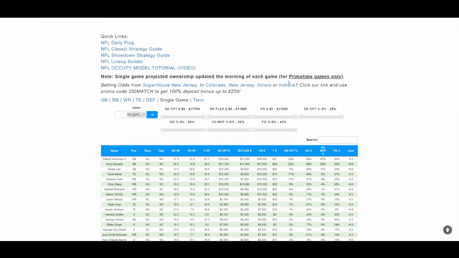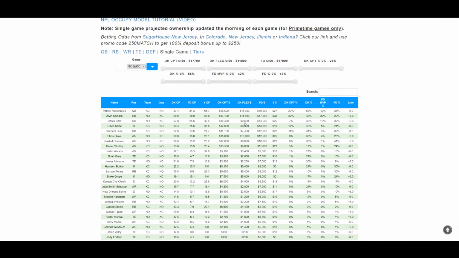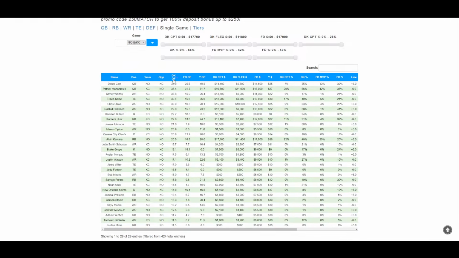Next, we have the Occupy model, which I just showed on screen earlier in the video, but it ranks every player, FanDuel and DraftKings, for all of our showdown slates, with projected ownership for the primetime showdown slates only. And yes, you can use this. All members have access to the model and the plug.